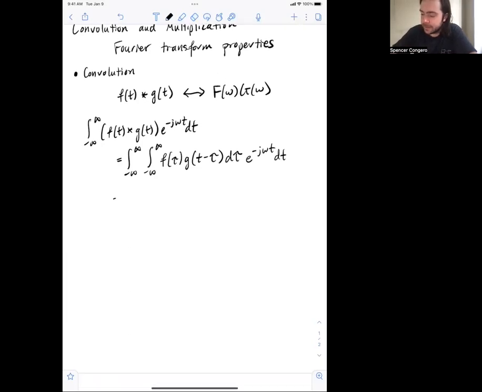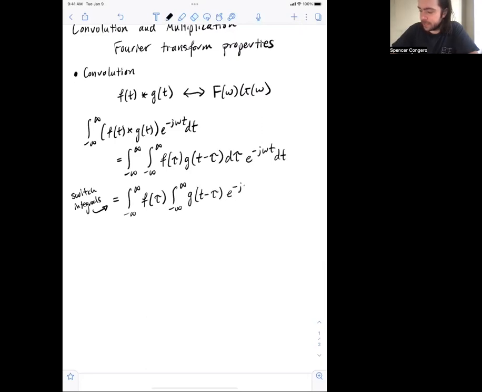Okay, so now I'm going to switch these integrals. And what do I get then? Well, now this outer integral is going to be the d tau integral. So I can pull this f of tau outside. And then the inner integral is going to be the integral of g of t minus tau, e to the negative j omega t dt, and then d tau is outside.